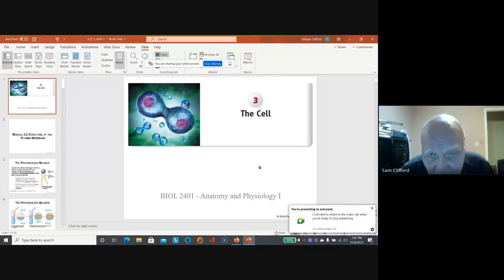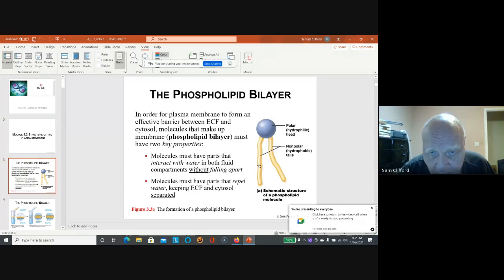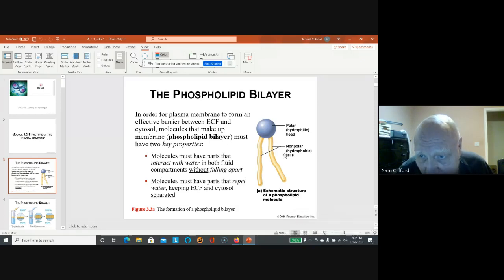So we're talking about the cell, the plasma membrane. Okay, so the plasma membrane is the cell membrane around the cell. It's made up of a phospholipid. This is a phospholipid right here.